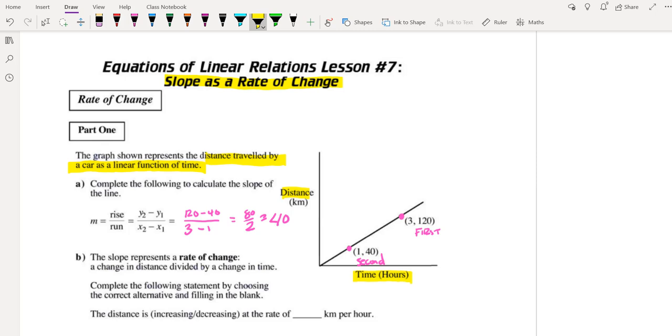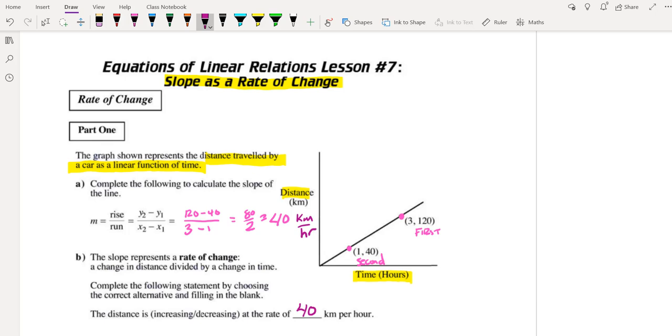So what is this telling us? It's telling us how far you're traveling in an hour, right? So what is this 40 representing? It's representing your speed. How far you're traveling in an hour, kilometers per hour, right? So I'm going to write down here, the rate of change is 40 kilometers per hour.